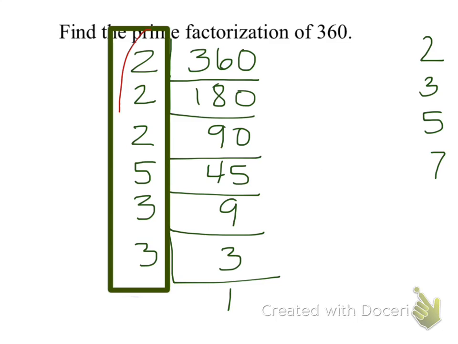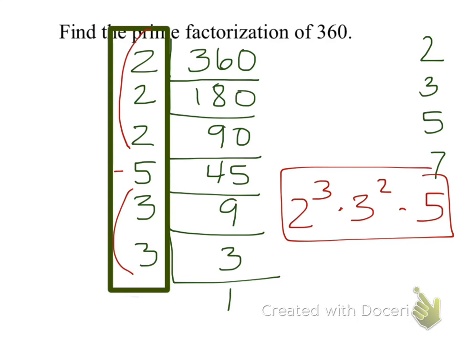So if you count, there's 2 3's, so 2 to the 3rd, 2 3's down there, 3 to the 2nd, and then your 5. So again, there's your prime factorization.